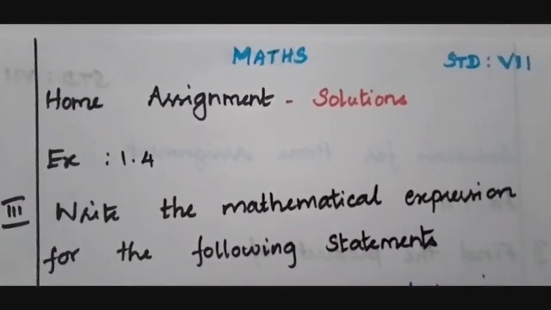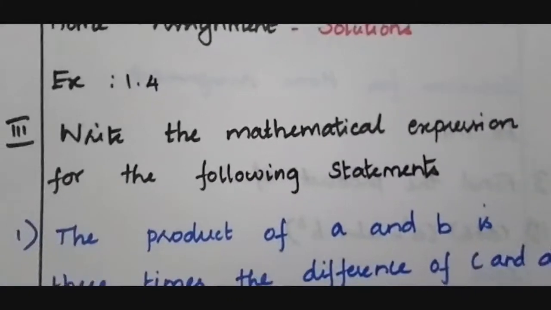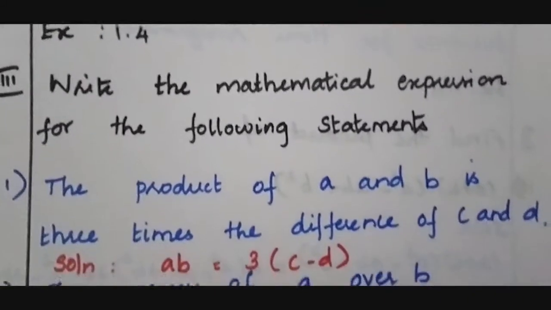Yes. Let us check the solutions for the previous day's home assignment. Exercise 1.4, third Roman letter. Write the mathematical expression for the following statements. First question, the product of A and B is 3 times the difference of C and D.